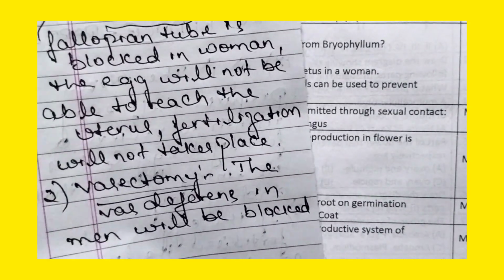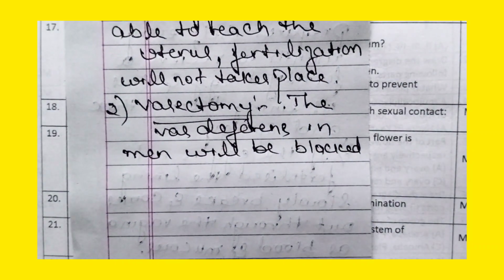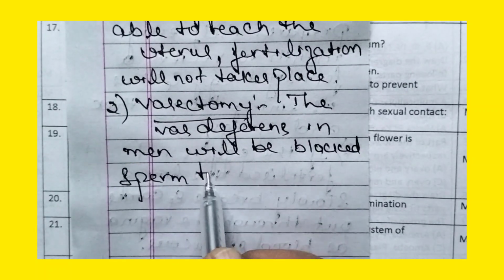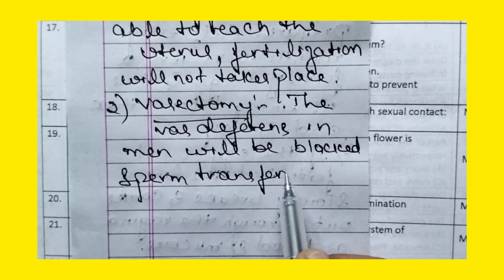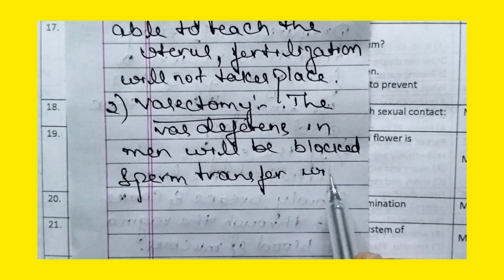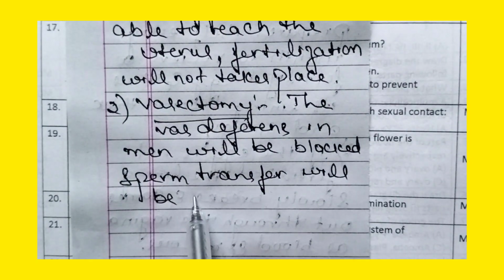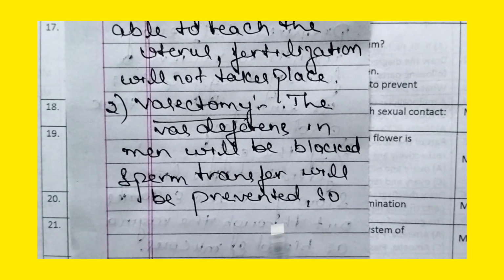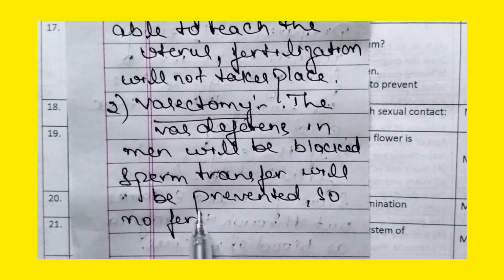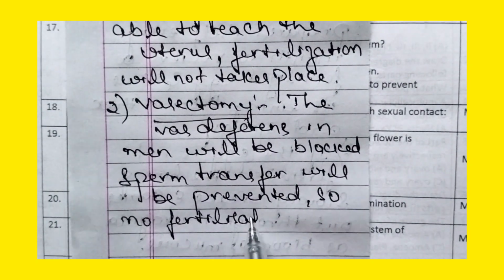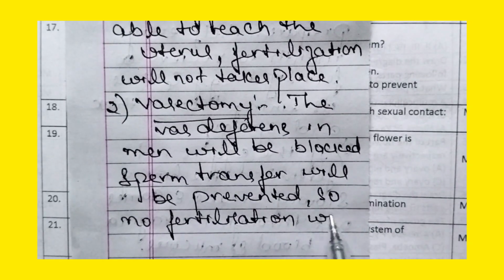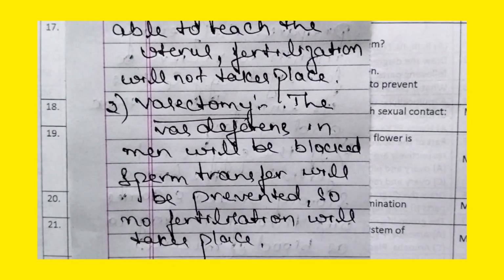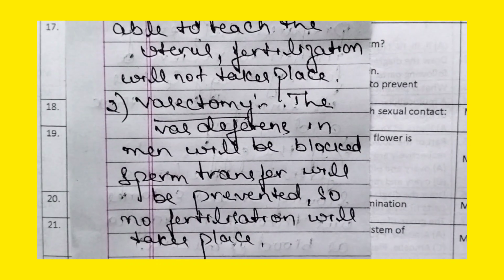So when men's vas deferens is blocked, sperm transfer will be prevented. So no fertilization takes place. So no pregnancy then. So this is the answer that you have to write for 17th.